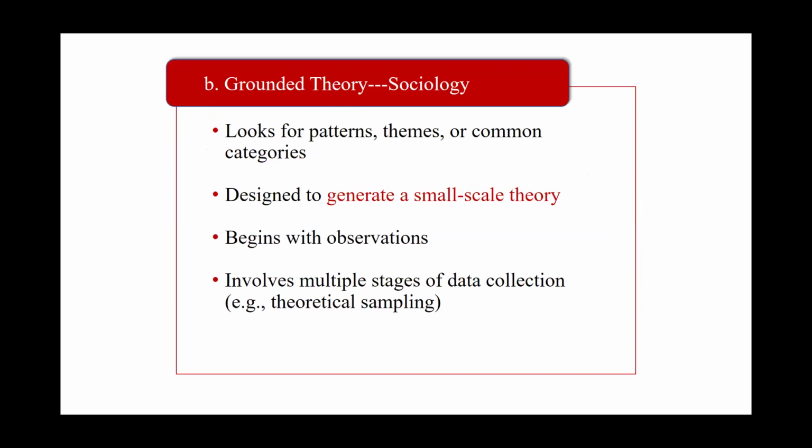Let's look at a second qualitative research tradition, which is called grounded theory. From the term grounded theory, we know its goal is to generate a small-scale theory through looking for patterns, themes, or common categories of human behaviors. The approach involves multiple stages of data collection. For example, after analysis of the first group of participants, the researcher may determine which additional participants need to be added. The additional cases can either confirm or contrast the existing findings based upon the initial group. This is often called theoretical sampling.